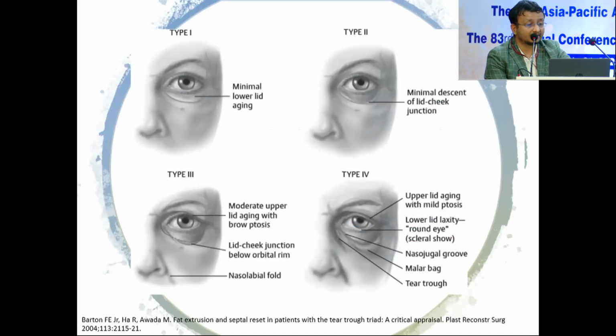Barton had classified these tear troughs into 4 grades: grade 1 and grade 2, which have minimum to mild tear troughs, can definitely be dealt with very well by non-surgical rejuvenation, including fat grafts or dermal fillers. However, for type 3 and type 4, you would definitely require some amount of surgical intervention.